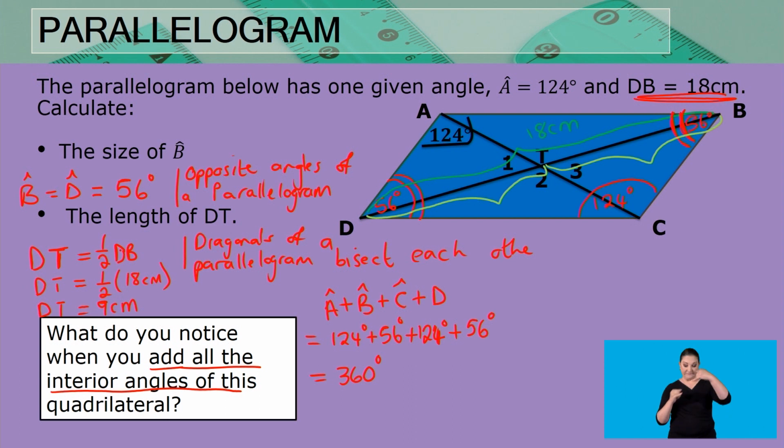So remember, the diagonals of a parallelogram bisect each other. That's how we were able to find the length of DT. And as for those angles, when we add the interior angles of this quadrilateral, they add up to 360 degrees.